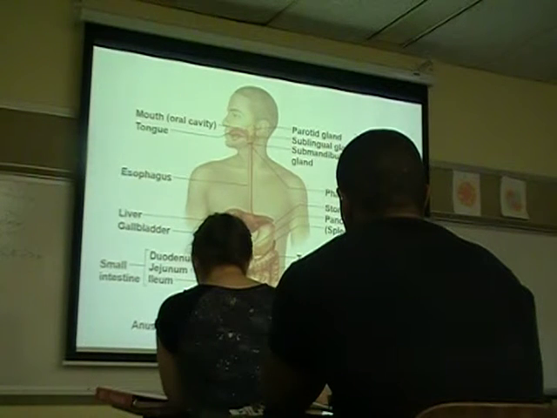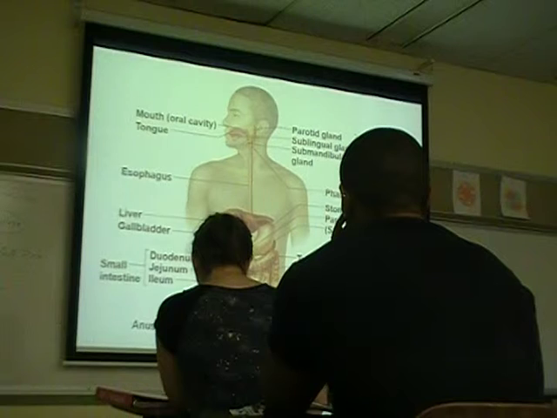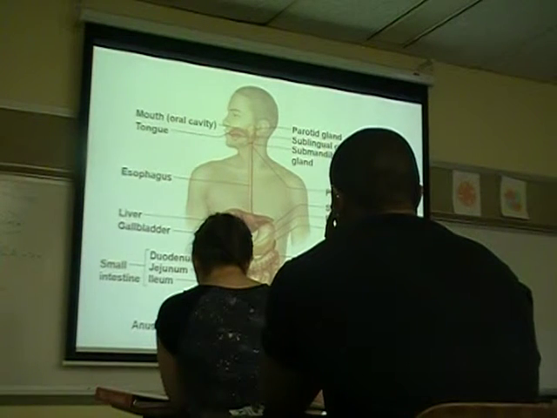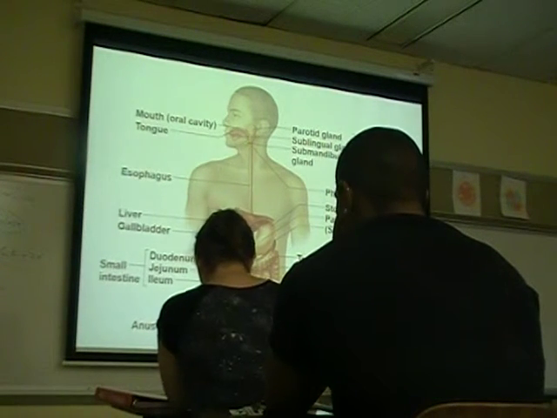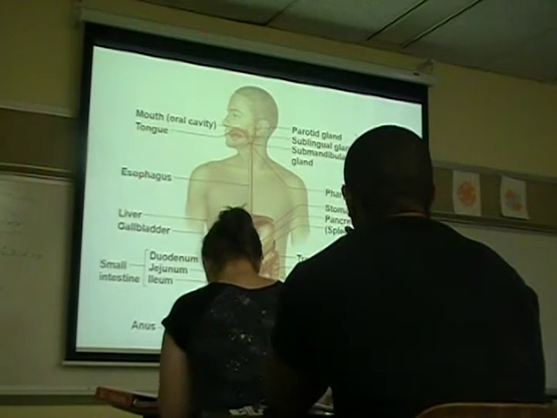We can call those, in addition to the one hiding posterior to the stomach, the pancreas, accessory organs of digestion. They're not part of the alimentary canal, they're not part of the tube, they're accessory organs of digestion. They play major roles in digestion, okay?